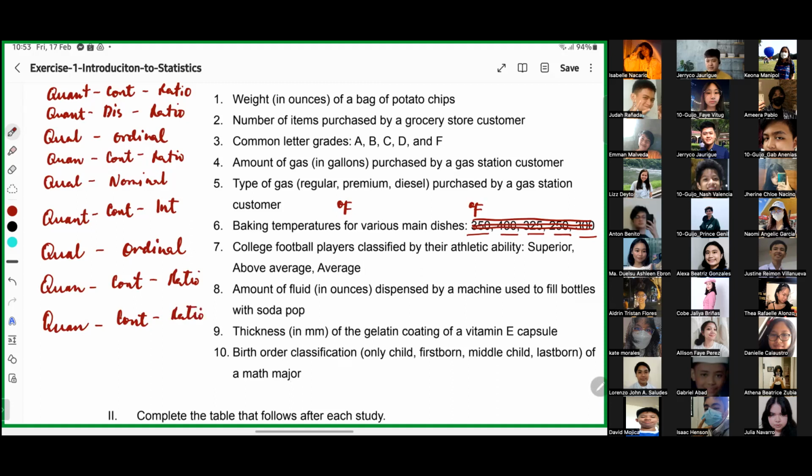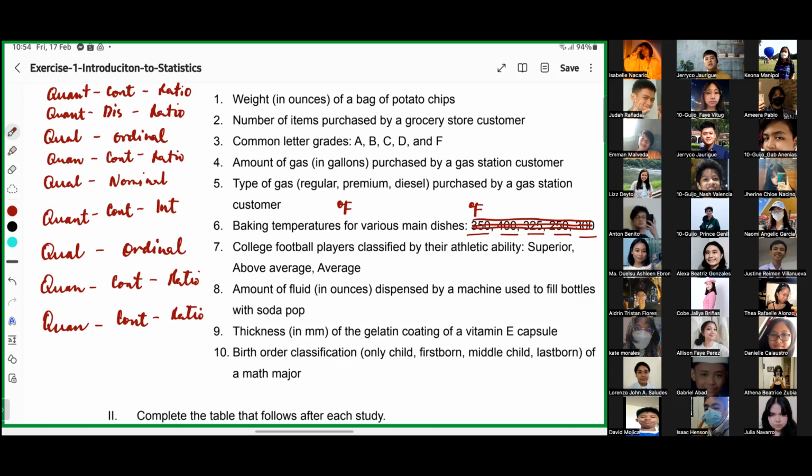Sino, Faye? Wait lang po, sir. Si Liz dito po. Thank you. Elise Dato. Nasaan ka? Elise. Yeah, go. Medyo mahina, Liz.